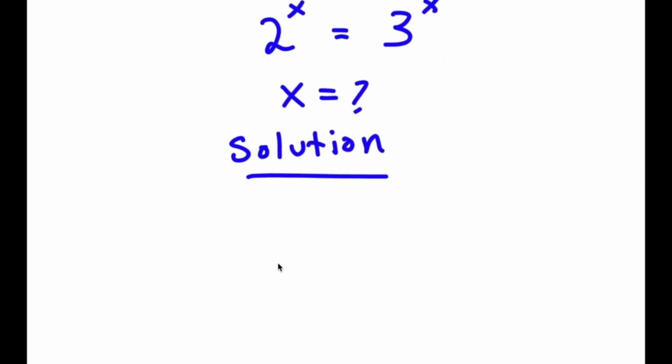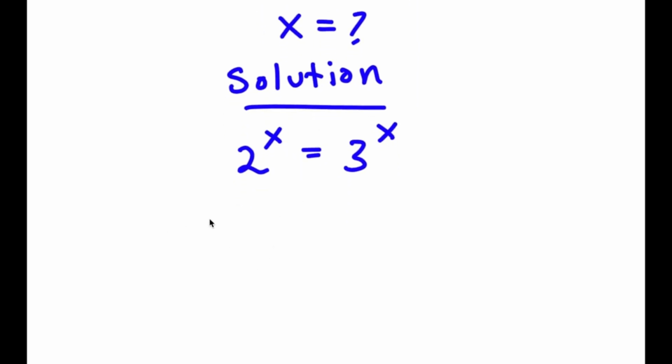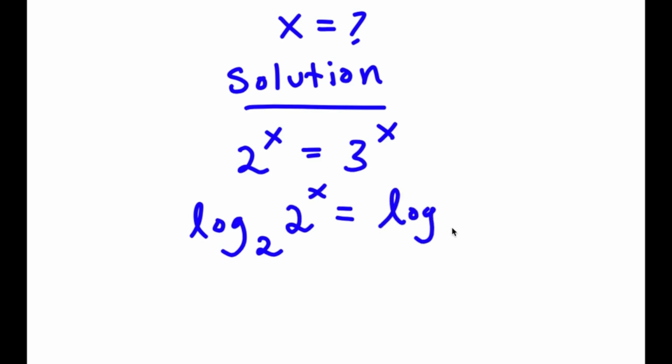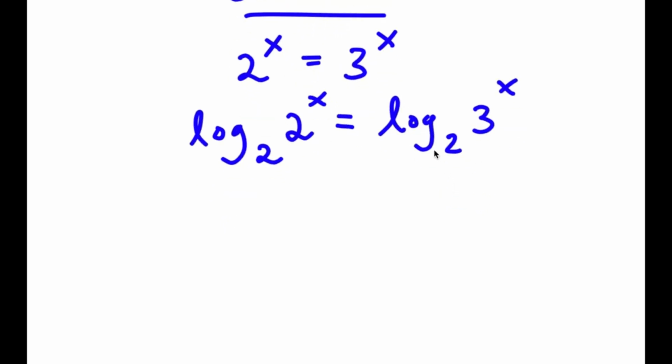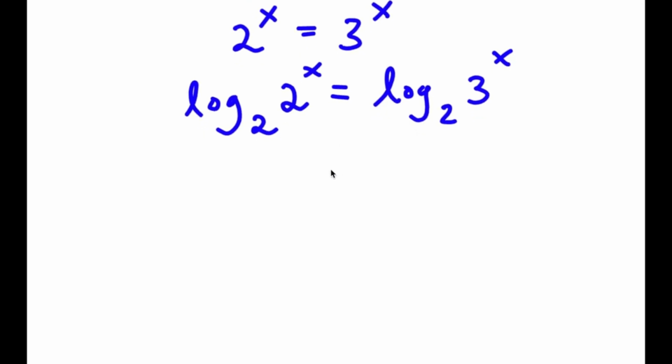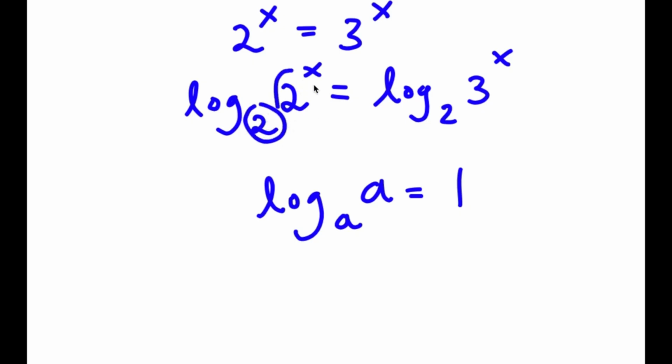I'm going to first start by writing 2 to the power of x is equal to 3 to the power of x. And I'm going to take the log of base 2 on both sides. So now I have log base 2 of 2 to the power of x is equal to log base 2 of 3 to the power of x. Now, if I have something in the form log base a of a, this is simply equal to 1. So as you see here, we have log base 2 of 2.